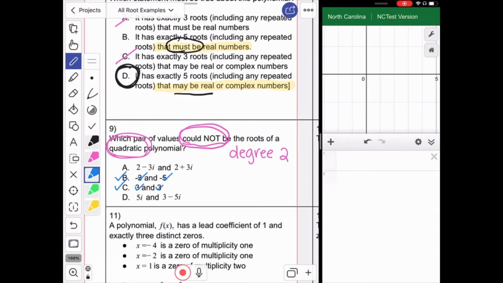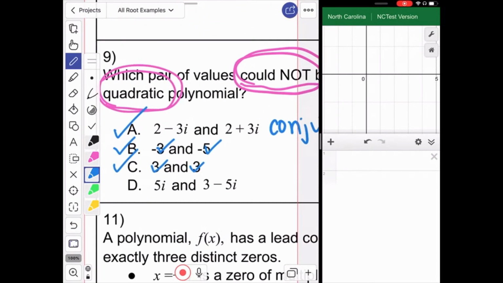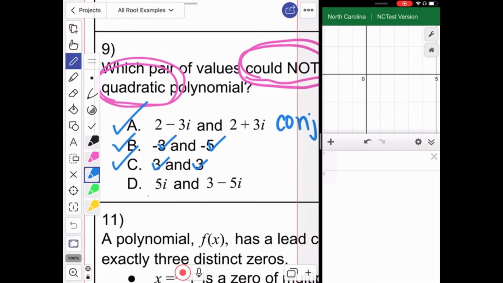And then I'm looking at my imaginary roots here. So I have 2 minus 3i and 2 plus 3i. These are conjugates, which means that I could have 2 imaginary roots. So that could also be a quadratic. But the difference here is 5. Now remember, imaginary numbers come in sets. So if I have 5i, then it has to have another root, which is negative 5i. If I have 3 minus 5i, then I have to have another root that's 3 plus 5i.